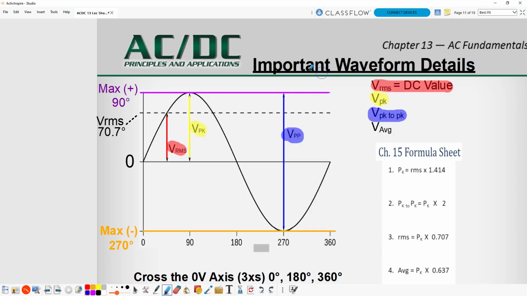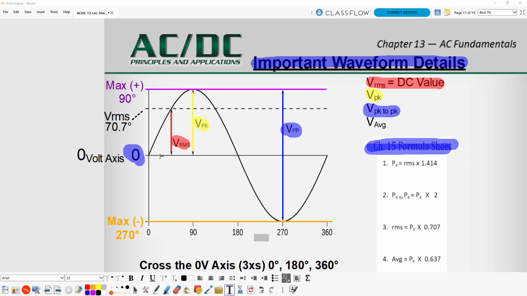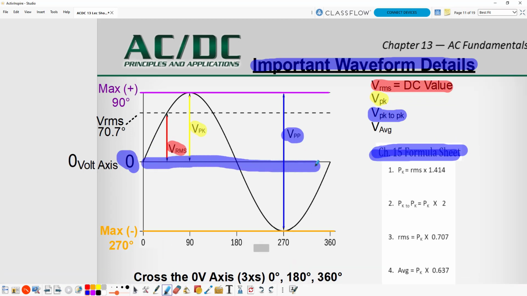Alright, so here are some very important waveform details, and you're probably going to need to pause. After I describe a few things to you, pause the video and write a few things down. All of what I'm going to show you on this sheet is going to tie into the formulas we'll be using in Chapter 15. So we begin here at our 0 volt axis. This line right here represents our 0 volt axis. Our sine wave is going to begin at the 0 volt axis.